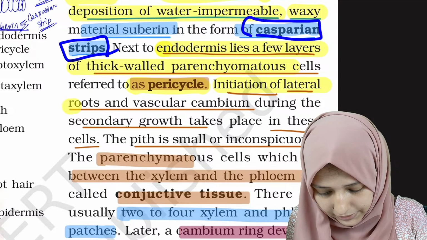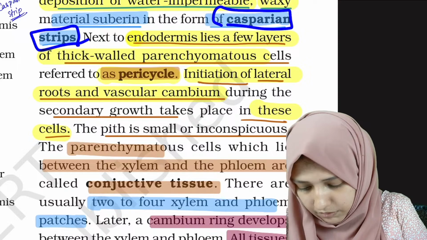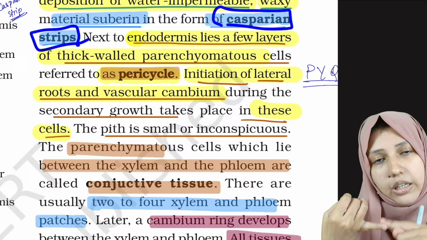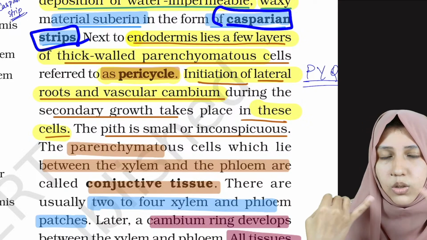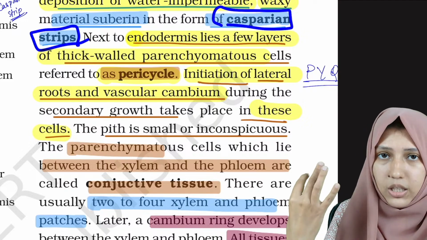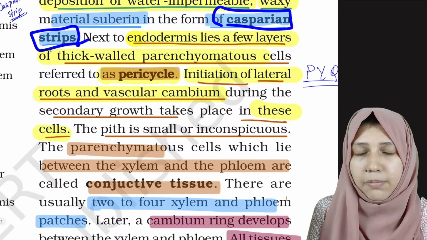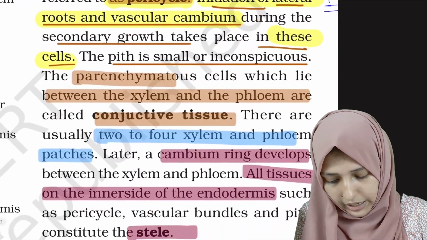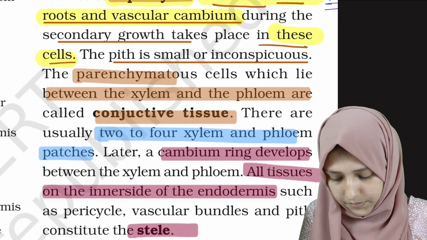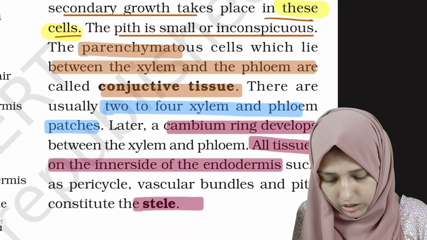And initiation of lateral roots and vascular cambium is taking place in these cells. This was a PYQ before. What is the origin of lateral roots? The origin of lateral roots is from pericycle. Clear? Initiation of lateral roots and the vascular cambium is from pericycle. And secondary growth also, since cambium is there, takes place from there. The vascular cambium origin is pericycle. Just remember that point.